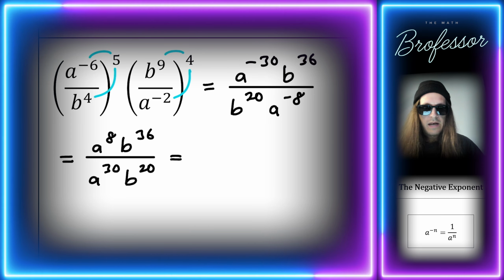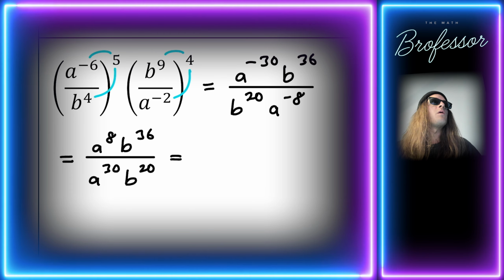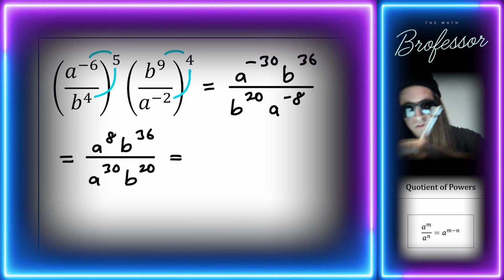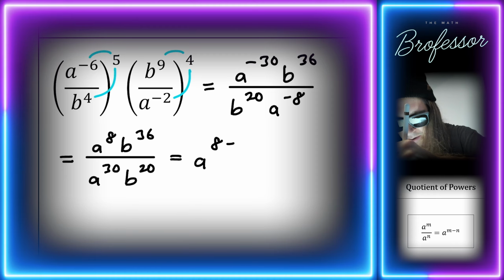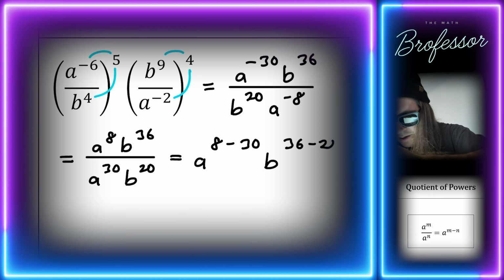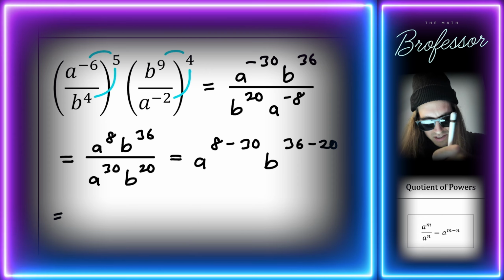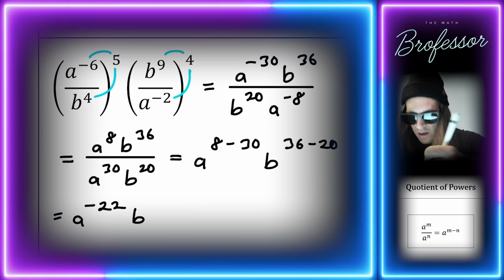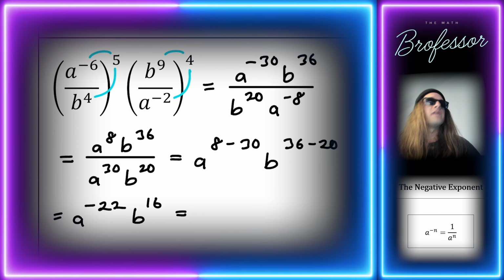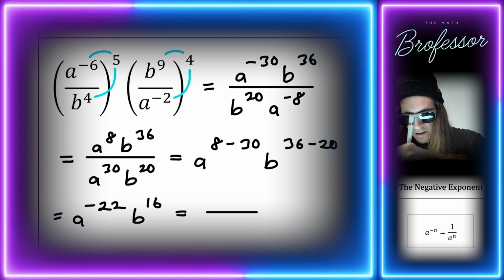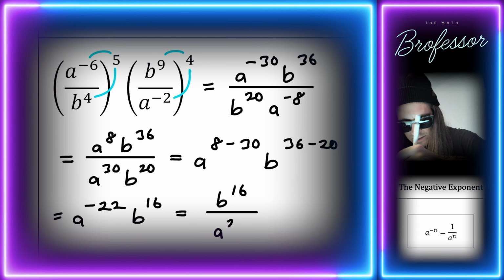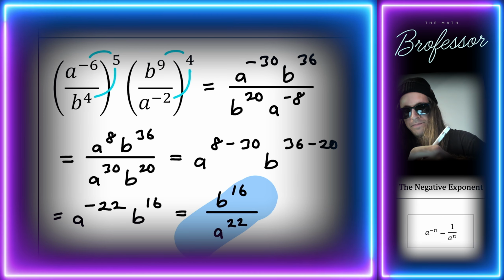All right. So now we specifically have a quotient of powers. We need to subtract these exponents. So for the A, we have 8 minus 30. For the B, we have 36 minus 20. And that would give us, 8 minus 30 is negative 22. 36 minus 20 is 16. And the last thing we need is the negative exponent. The B has a positive exponent. Leave it up top. The A has a negative exponent. Reciprocate it. It's now on the bottom.